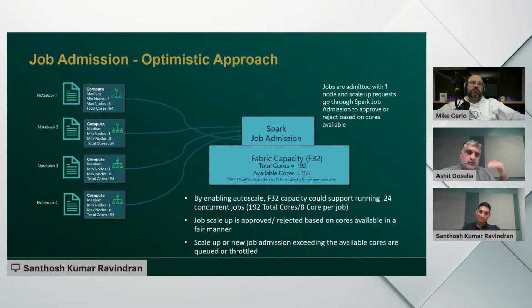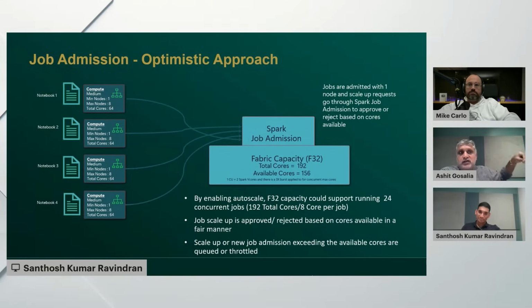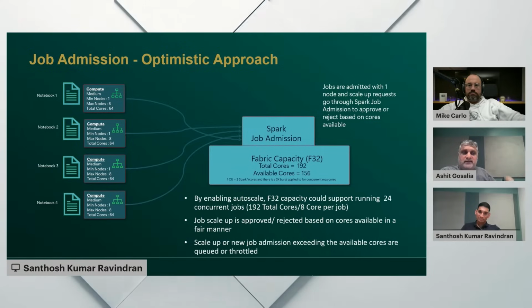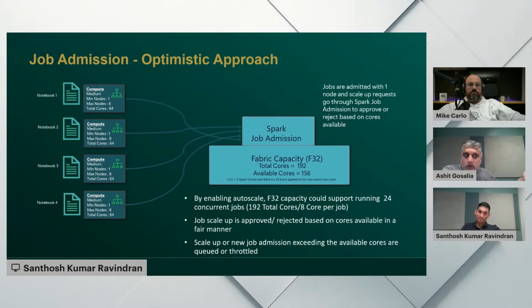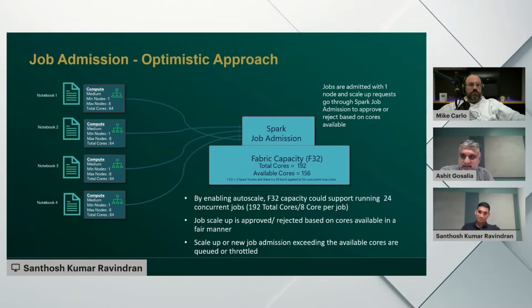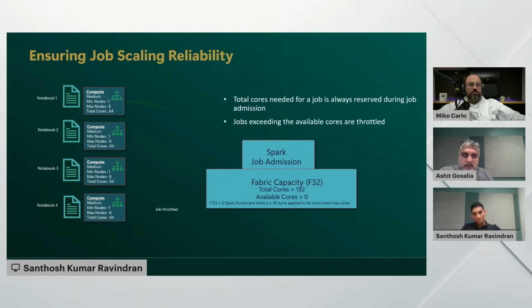So now we have two approaches. This is the optimistic one, where we say we let you in and we'll let you grow if there was actually capacity left for you to grow. Otherwise, you run with the capacity you have, and maybe you run a bit slower. And so the next slide is, of course, the pessimistic approach.